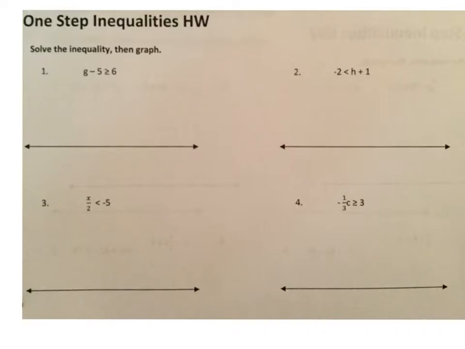Okay, you have your barrier right at the inequality. So you're going to add 5 to both sides because that is a subtraction problem. And then you get G is greater than or equal to 11 because you're adding 6 plus 5.